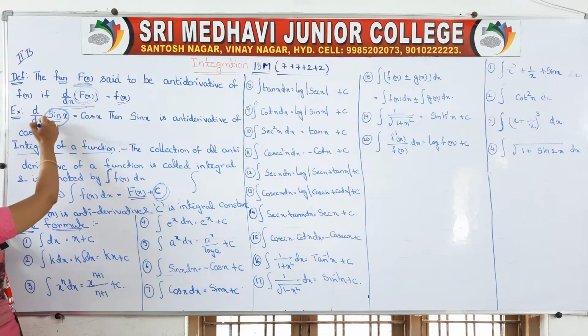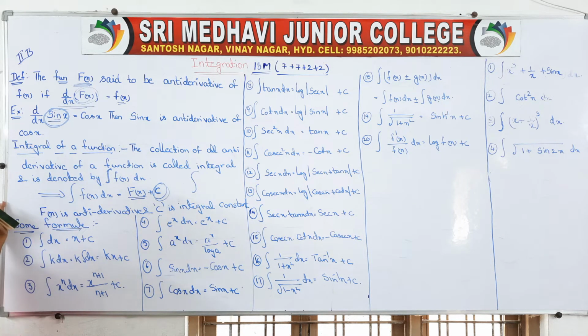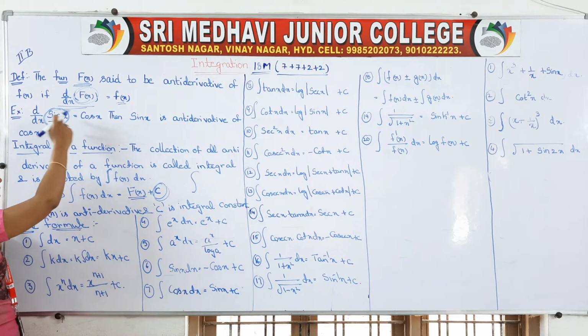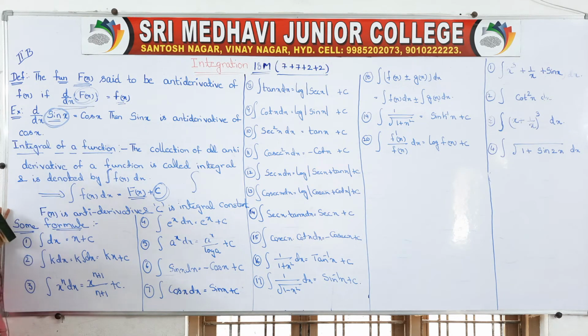Okay, so I have given one example also. d by dx of sin x is equal to cos x. You know it very well from our first year knowledge. Derivative of sin x is equal to cos x. So then we can say this sin x is antiderivative of this cos x. So this is the example for antiderivative. d by dx of this function is equal to this one, so it is said to be antiderivative of this function.